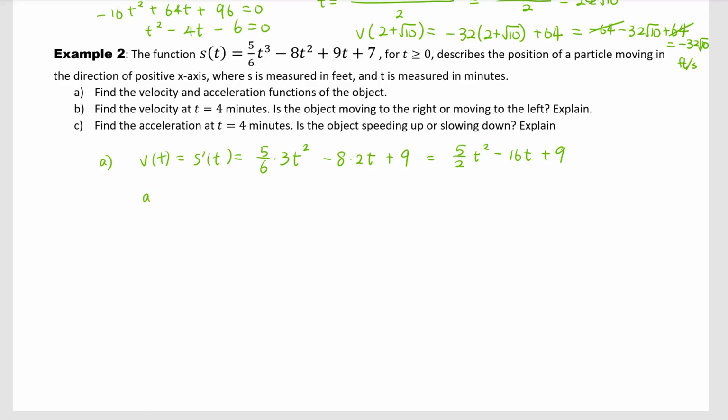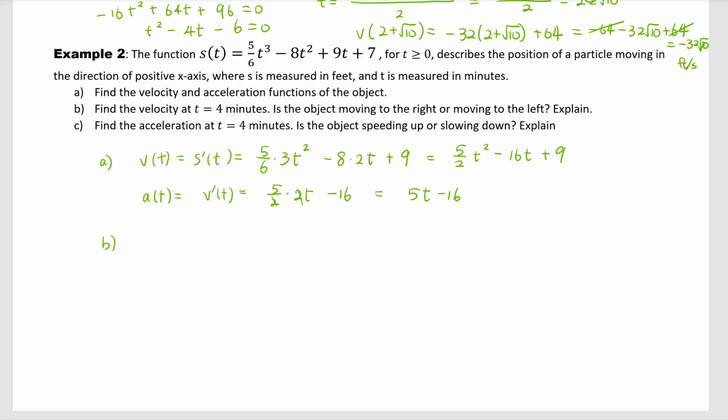Alright, so how about acceleration? Well, we take the derivative of the velocity. Well, constant multiple stays here. We have 2t and minus 16, right? 2 cancel. We have 5t minus 16. Okay, so this is our velocity and acceleration function.